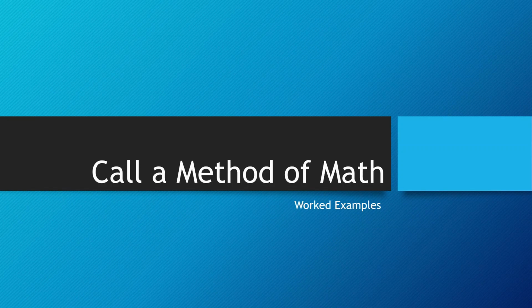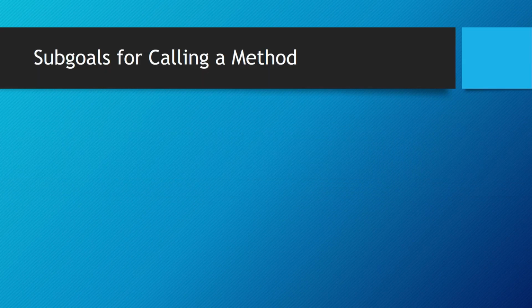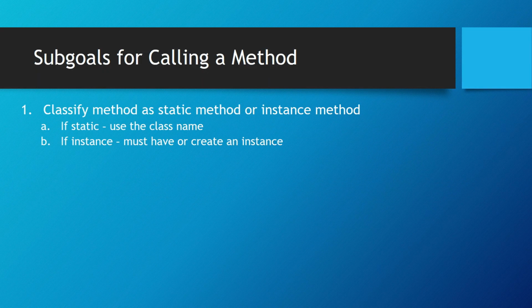In this video, we will go over two examples for calling a method of math. Here are the subgoals for calling a method. For the first subgoal, we classify the method as a static method or instance method. If it's static, we use the class name. If it's an instance, we must have or create an instance.